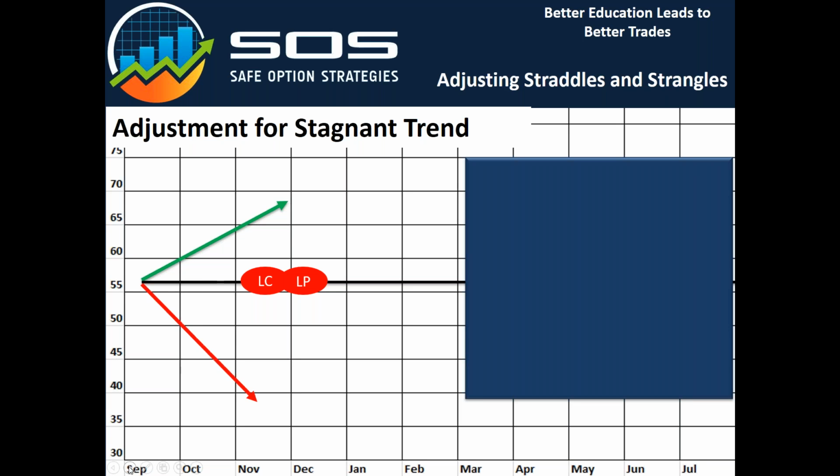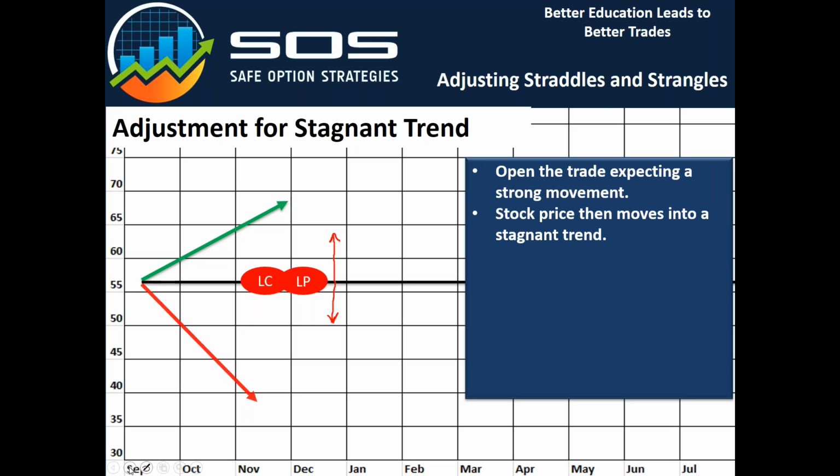So we open the trade. We are hoping for some strong movement up or some strong movement down. And as we talked about in the previous class, we want that strong movement up or down to be far enough past the strike price of our long call or our long put to get us to a point where we can be profitable in the trade.